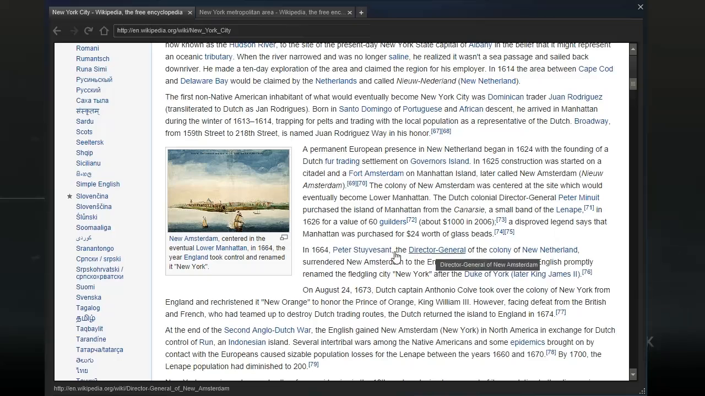A disproved legend says that Manhattan was purchased for $24 worth of glass beads. Well, it's pretty close. $1,000 won't buy you very much of Manhattan these days.